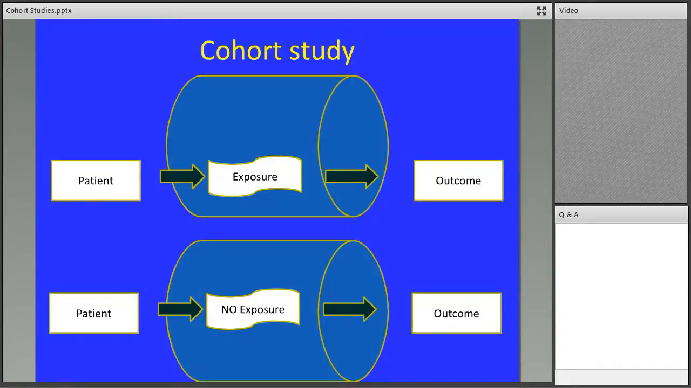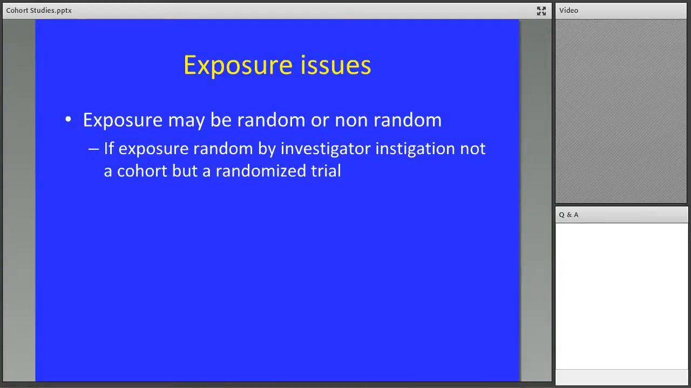So again, cohort study: you have a group of patients, they have an exposure versus no exposure, and then you're measuring the outcomes in the two groups. Now, exposures can be tricky to measure. They may be random or non-random.